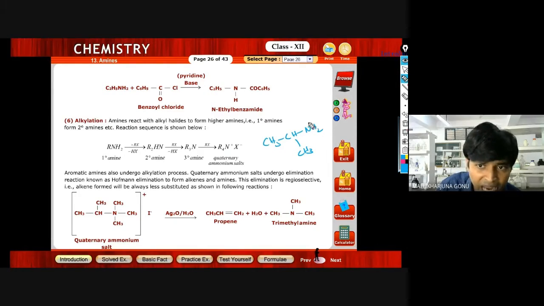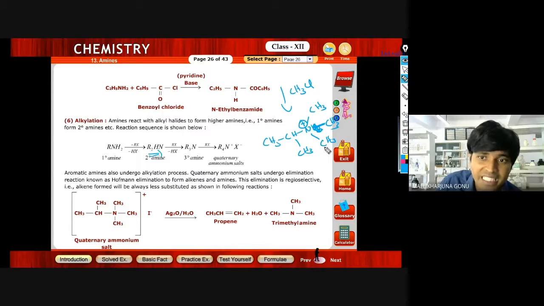What I will do, I will make it a quaternary salt by using some alkyl groups, like nucleophilic substitution, using RX. So if you react with CH3Cl or CH3Br or anything, you will get the alkyl group here. Remove one hydrogen, add one CH3; remove one hydrogen, add one CH3; and one more hydrogen, CH3. This becomes positive. Charge is developing.